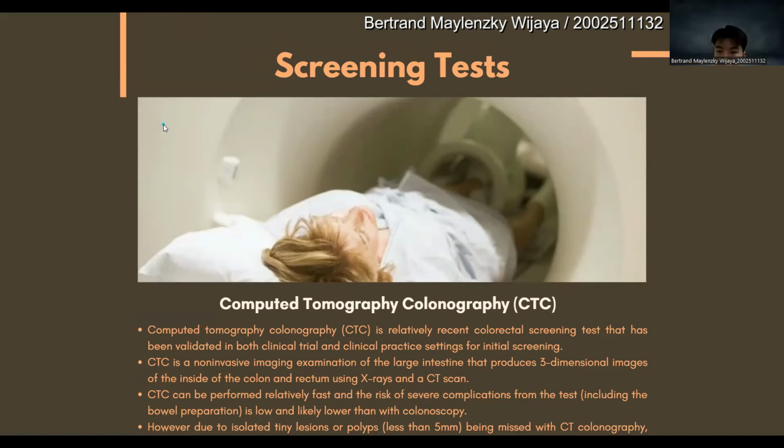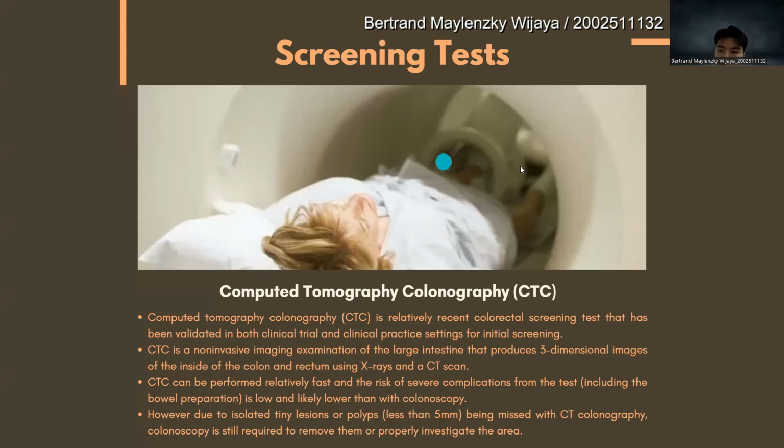Thank you, Amadeus. Now, my name is Bertrand Wijaya. Moving on to the screening tests for colorectal carcinoma. There are several methods of screening colorectal carcinoma. First is computed tomography colonography, or CTC. CTC is a relatively recent colorectal screening test that has been validated in both clinical trial and clinical practice settings for initial screening.